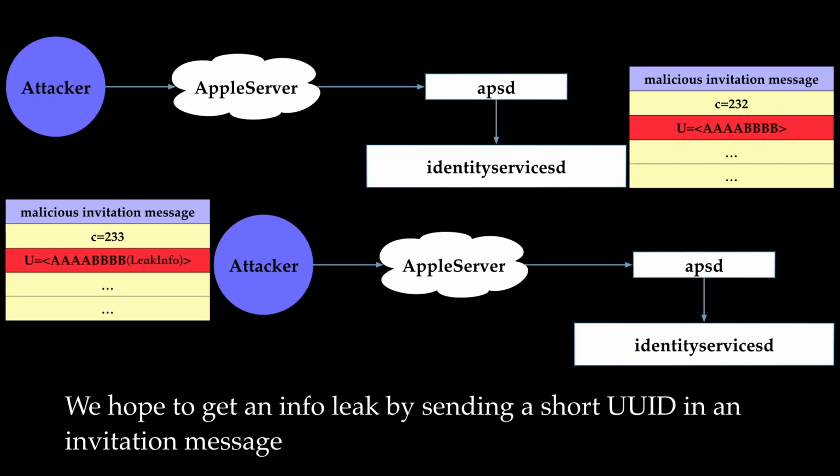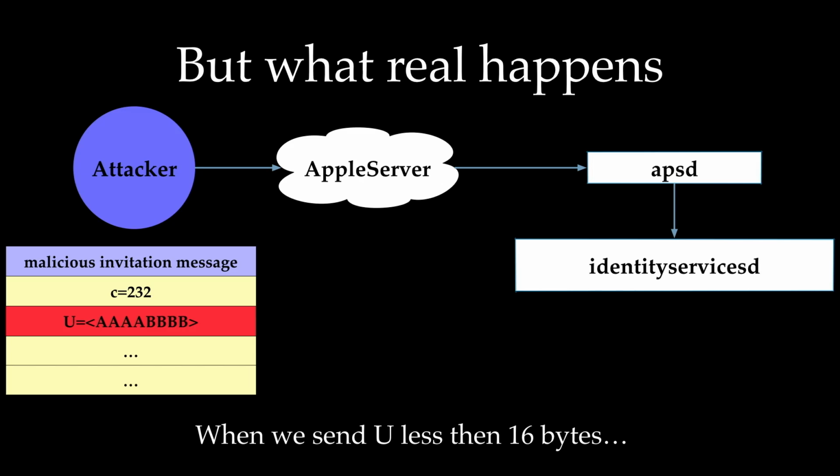So what we hope to do is this. We implemented a very simple POC. We hope to see this: we send some very short UUID, like 4 bytes or 8 bytes, and we want to get some leaked value on the stack. But when we really do that, we find something very interesting.